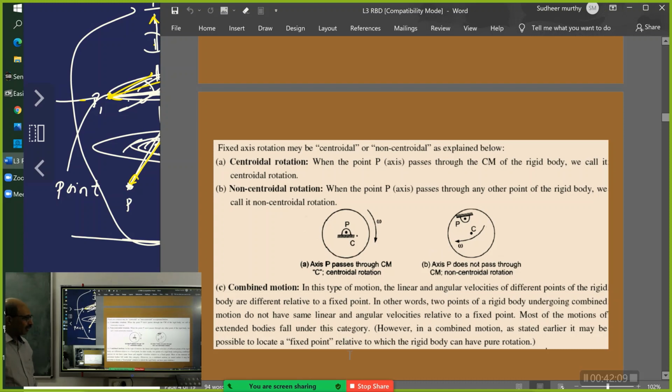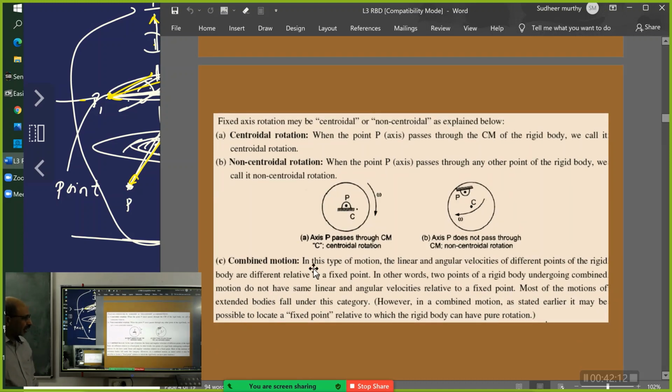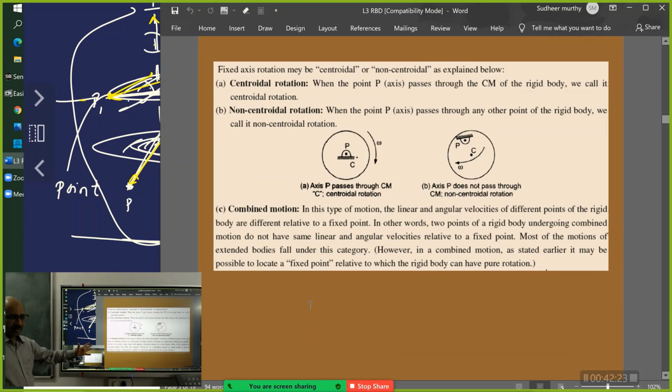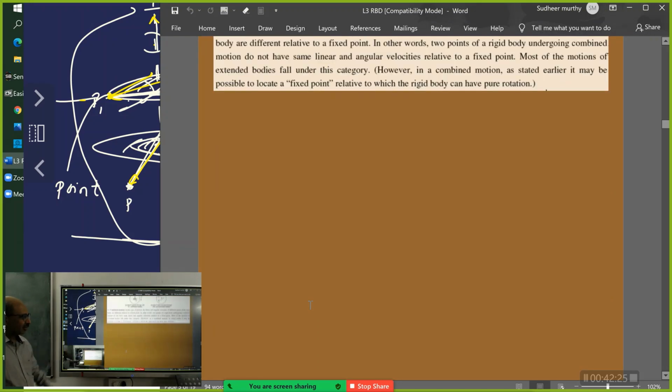Now combined motion. In this type of motion, the linear and angular velocities of different points of the rigid body will be different relative to a fixed point. In other words, the rigid body undergoes a combination of motions. That is rolling motion. I have already explained this.